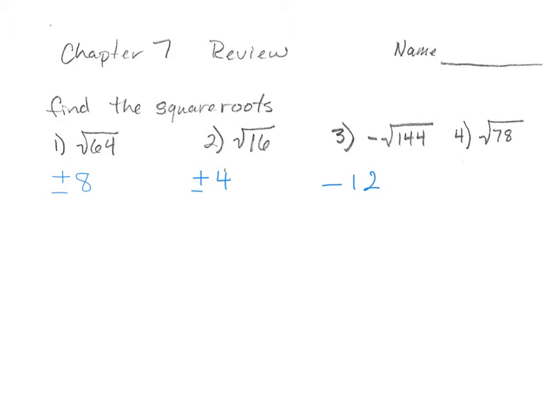And the last one that we have is the square root of 78. And this is not a perfect square, so we're going to have to use a calculator. So I did the square root of 78 and I got approximately 8.83. And that's how you would do 1 through 4.